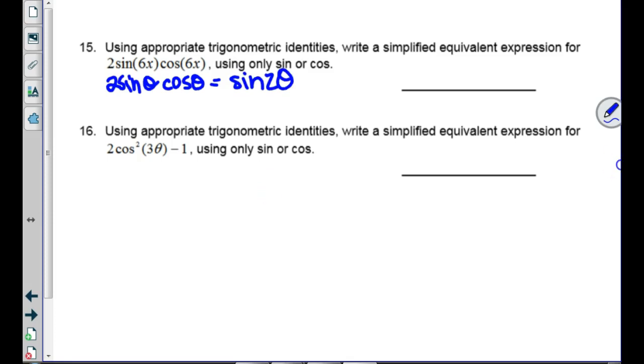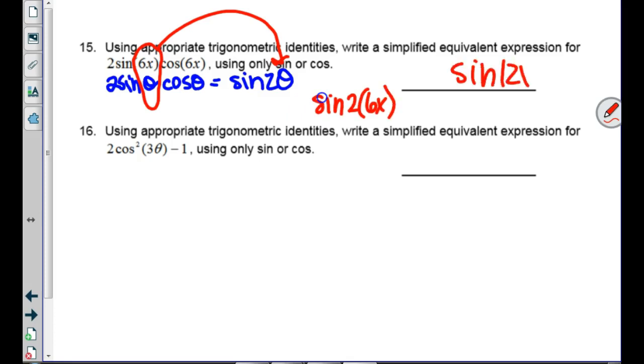So what is theta in our question here? The theta is really 6x. Everybody good? So you're going to put that 6x in here, so you will have the sine of 2 times 6x, or the sine of 12x. Kind of remember these? They're pretty easy. Once you got the hang of them, yes. Okay. What happened?